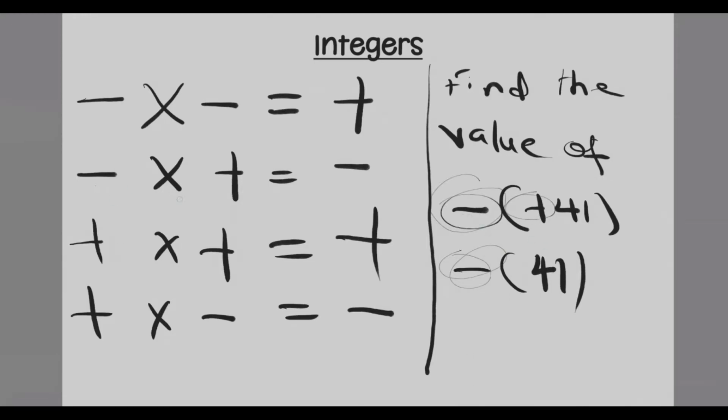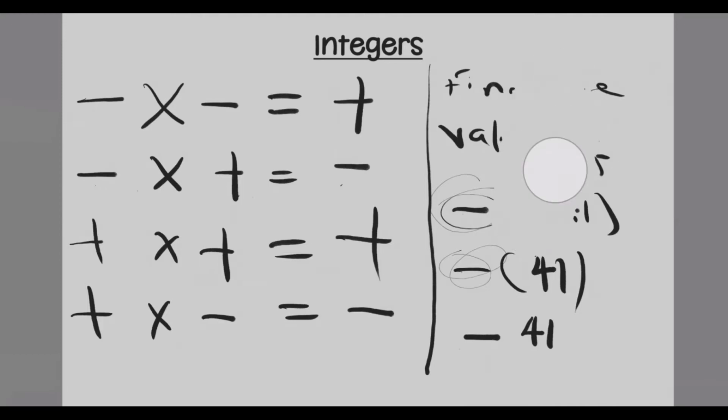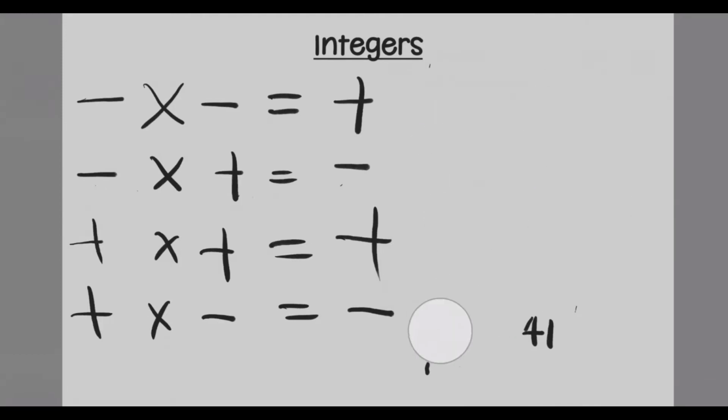And what is minus times plus? Minus times plus is minus. Therefore, when we expand this number, we're going to get minus 41 as our answer. So minus 41 is going to be our answer in this case, because we say minus times plus is minus. So that will give us minus and then 41, okay? So that's how you solve that. Let's do another example. Let's do a second example.